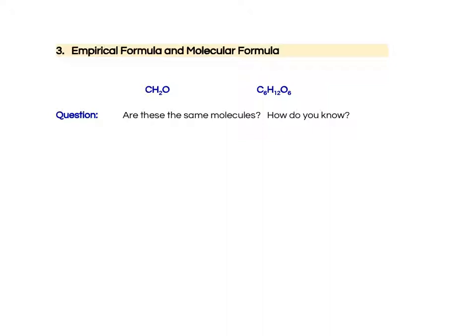I have two formulas here, two chemical formulas, CH2O here and C6H12O6. My question to you, and I want you to think about this: are these the same molecules? Is this molecule the same thing as this? And what is leading you to believe what you believe? So take a minute to think about it, and when you're ready, resume the video and we'll see how you did.